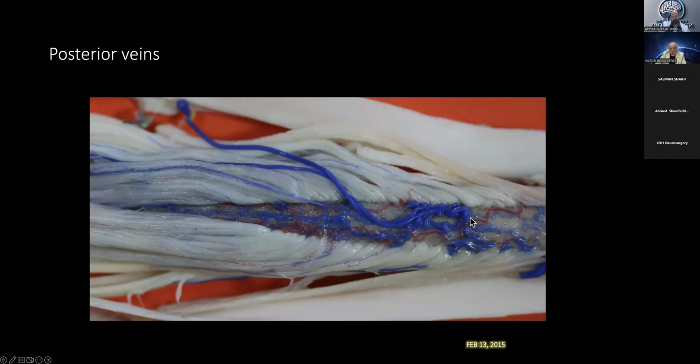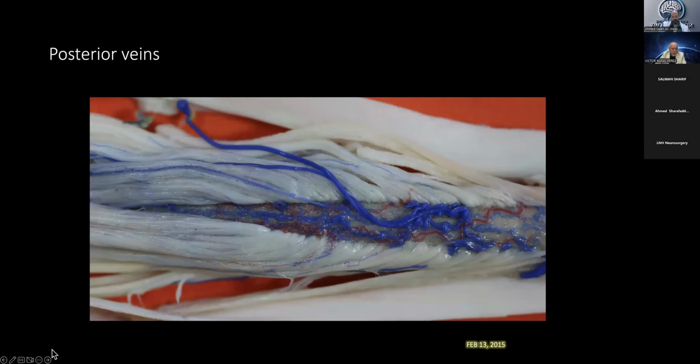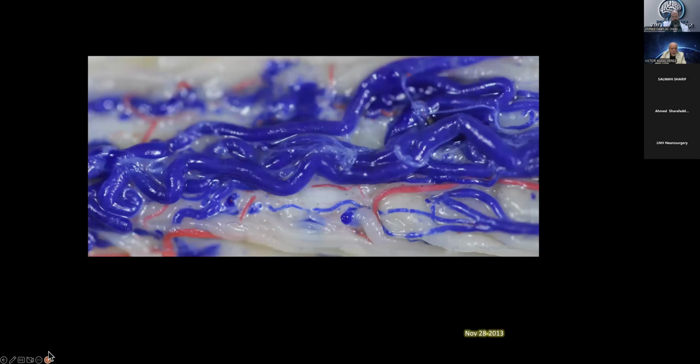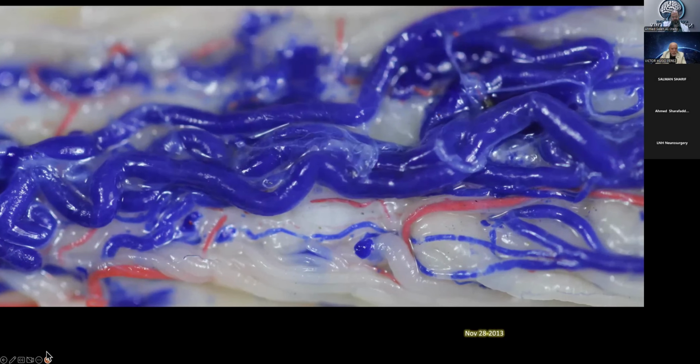Here we have another aspect, anatomical variance of these veins. These veins measure about 1.48 millimeters in both sides, the posterior spinal veins. Here we have another variation of these veins in the posterior aspect of the spinal cord.